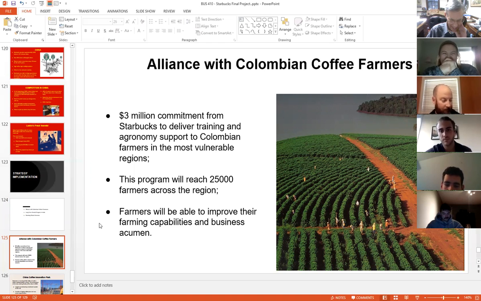Starbucks will also fund new equipment for these Colombian farmers.